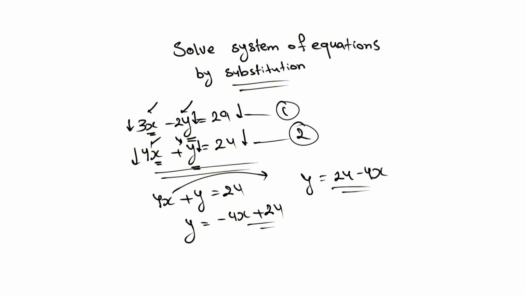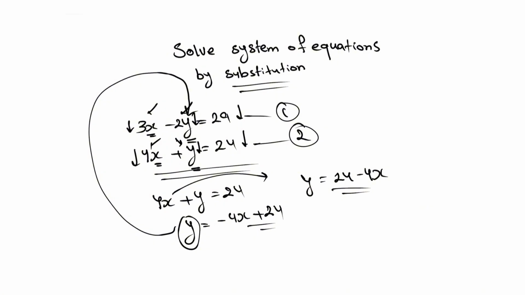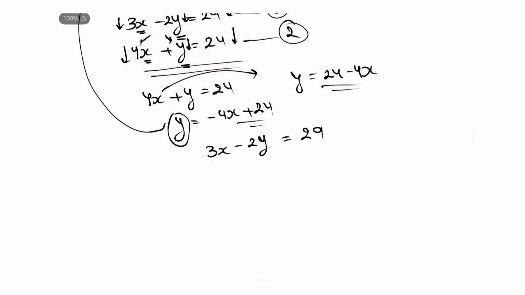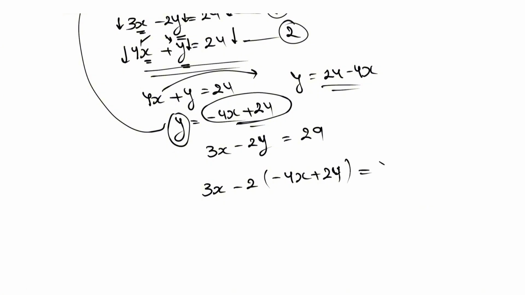Next, I'm going to replace the value of y in the first equation here. Understood? So imagine you have y equal to 3, 4, 5, 6. Here we have the same thing, okay? So I'm going to write the first equation, 3x minus 2y equals 29. So we have now the value of y, yes or no? What is the value of y? Here we have the value of y. So it will be minus 4x plus 24 equals what? 29. Understood? I just replaced the value of y here.